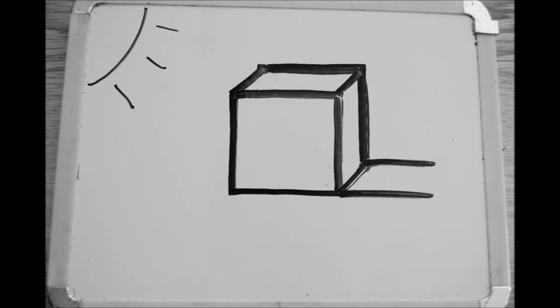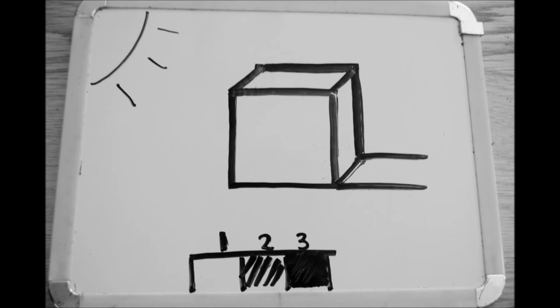Okay, our next step is to draw a value scale. Our value scale is going to have 3 values, with 1 being white and 3 being black. Draw a value scale anywhere on your paper, like this. Now that we have a value scale, and we have our light source labeled, we can shade in the cube.